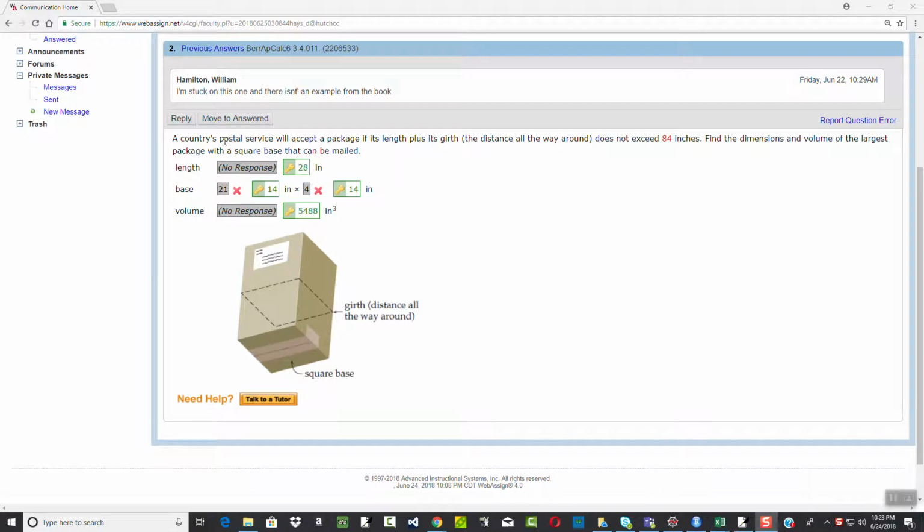Okay. A country's postal service will accept a package if its length plus its girth, the distance all the way around, does not exceed 84 inches. Find the dimensions and volume of the largest package with a square base that can be mailed. Okay, so square base, what we're talking about is like this right here, and this would be x, this would be x. Actually, all these would be x.